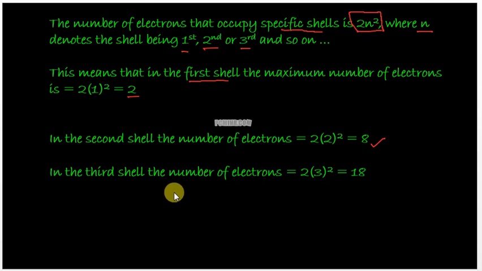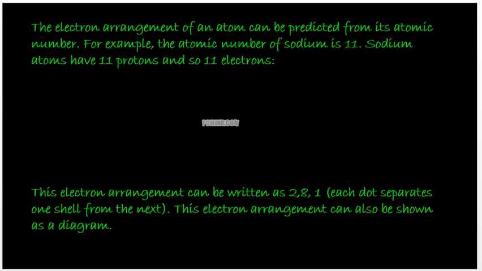And in the third shell, the number of electrons is 2 times 3 squared. So n is 3 for the third shell, and you get 18 electrons. This way we can go on calculating the number of electrons present in a particular shell by just substituting the value of n in the formula 2n squared.